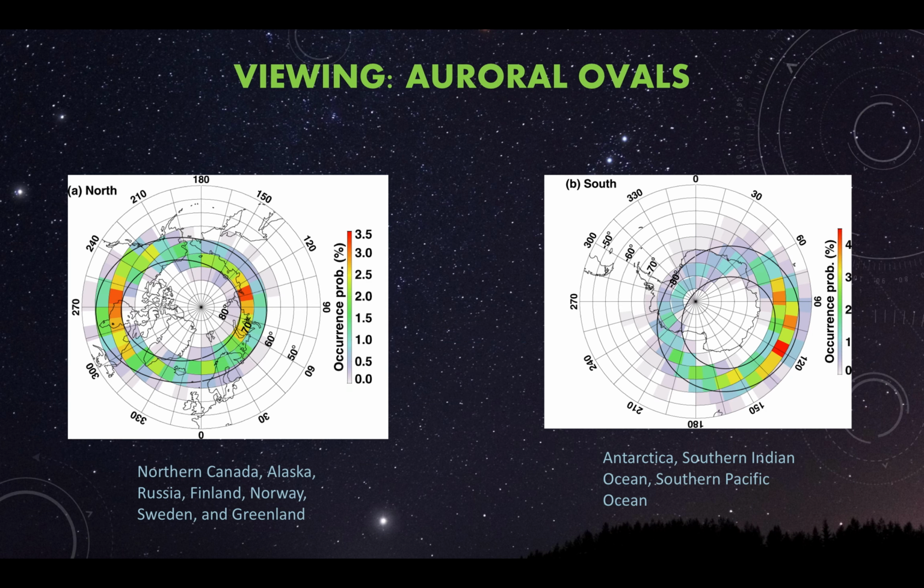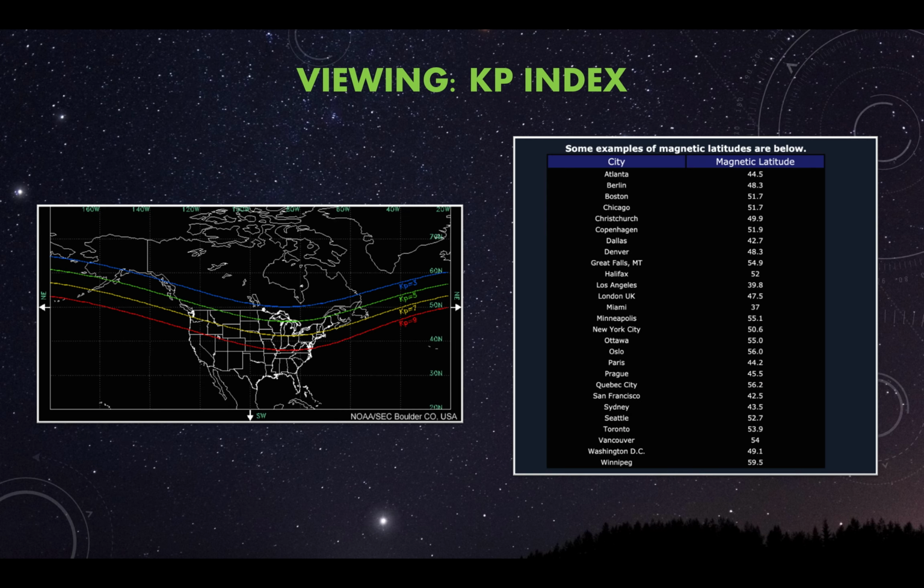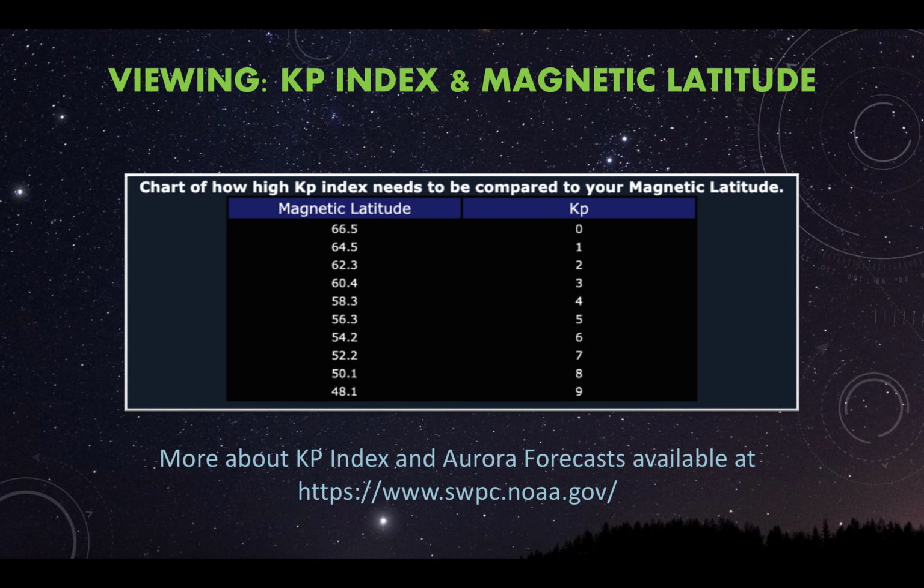These two charts represent where you can actually see the Aurora Borealis. This is for the northern hemisphere on the left, and the southern hemisphere on the right, showing where you would actually be able to see these. This is a chart of the United States showing where you would see them and what the magnetic latitude is at each location. This chart then represents the magnetic latitude and the KP index and what they need to be in order for you to actually view these.